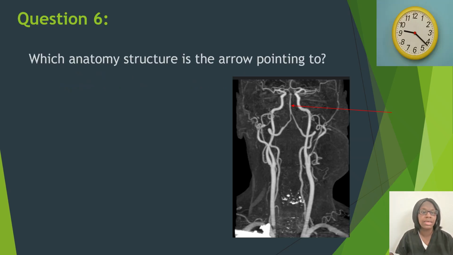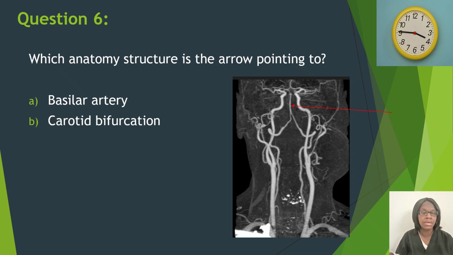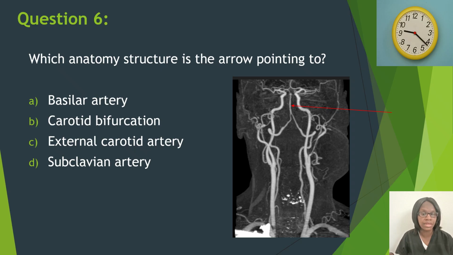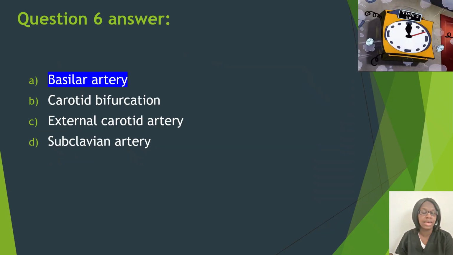Question 6. Which anatomy structure is the arrow pointing to? A. Basilar artery. B. Carotid bifurcation. C. External carotid artery. D. Subclavian artery. All right, the correct answer is A.